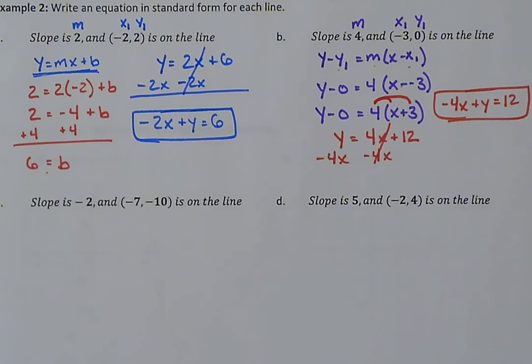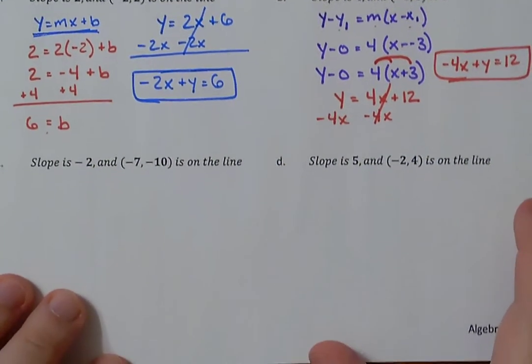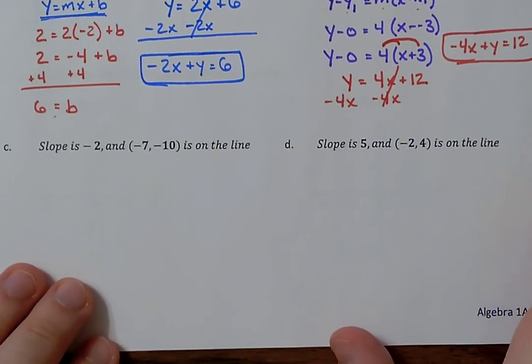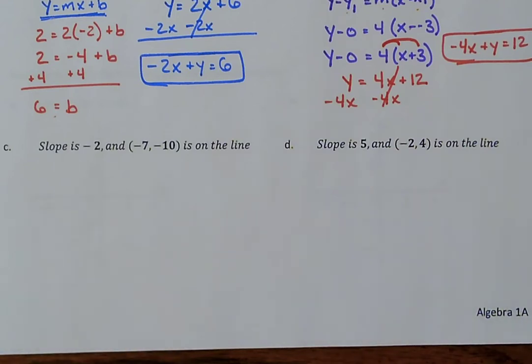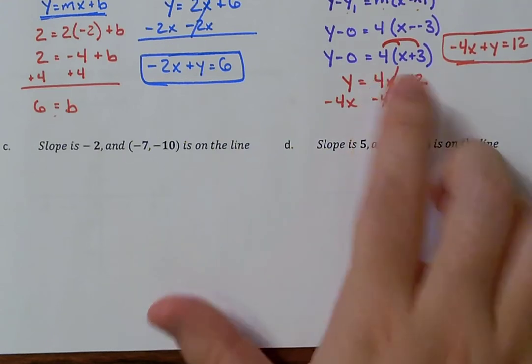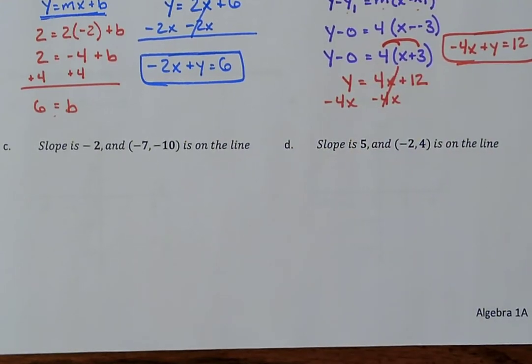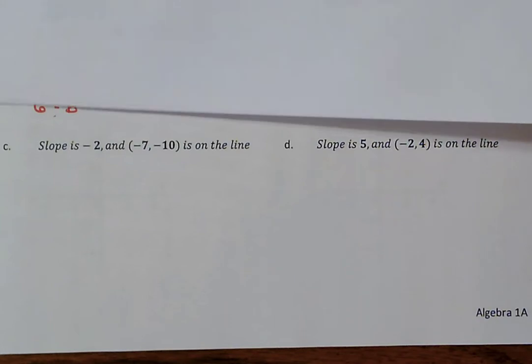Now, parts C and D are the same idea. It's just they give you a different slope and a different point, and you have to go through and find the line. Now, what I do want to do is just one more, doing it with point slope. And then we'll move on to example 3.